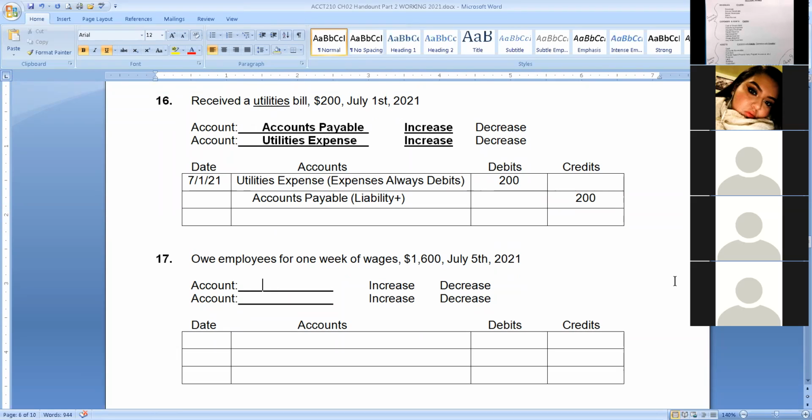Okay, let's go to 17. Owe employees for one week of wages, $1,600. So what accounts are you going to need for them?